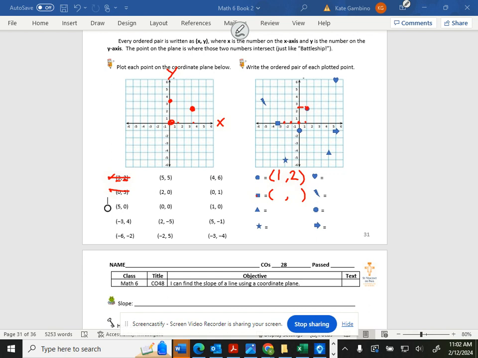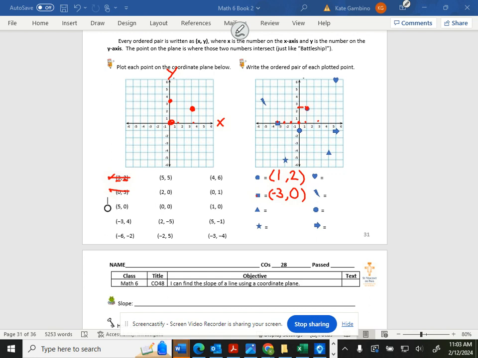Sawyer? Going for the square. -3. Is it important that we remember that negative sign? Yes. Most definitely, otherwise we'd be in a whole different spot on our coordinate plane. What is my y? Cam? 0. I didn't go up at all. It is sitting right here on the x-axis. I didn't go up at all, so I know my y is a 0.